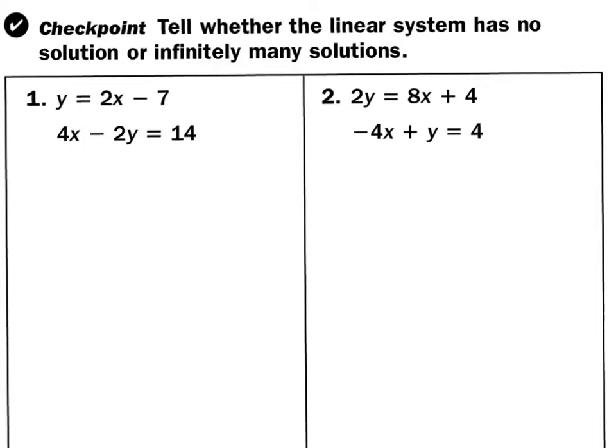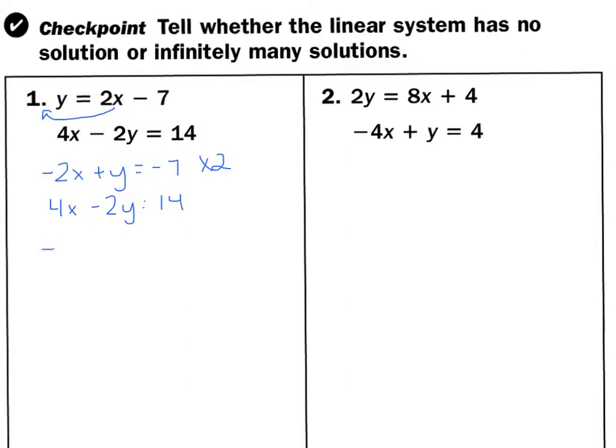To get number 1 lined up, I'm going to move that 2x over here, which is going to make it negative 2x plus y equals negative 7. And my other equation is 4x minus 2y equals 14. I'm going to multiply this first equation by 2. And that will give us the tools that we need to eliminate the variables.